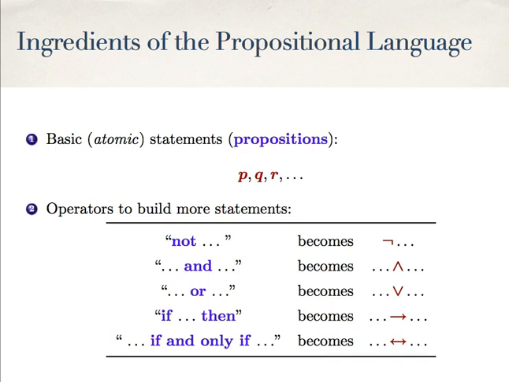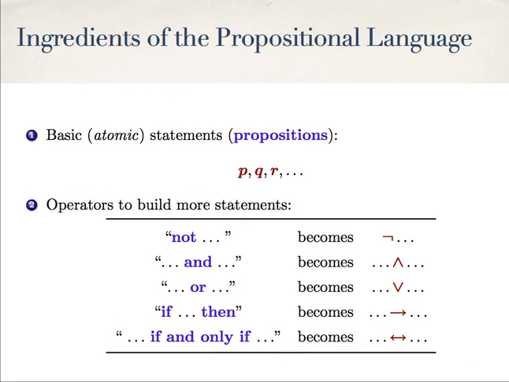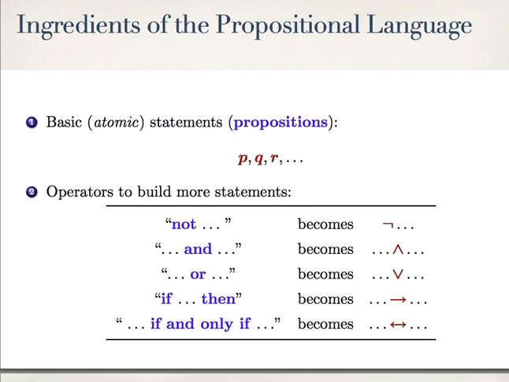The other components of the language are the operators that allow us to build more complex sentences out of the atomic sentences. These operators are also called connectives because they connect different statements or different sentences with one another. These connectives or operators are: not, and, or, if-then or implies, and if and only if.